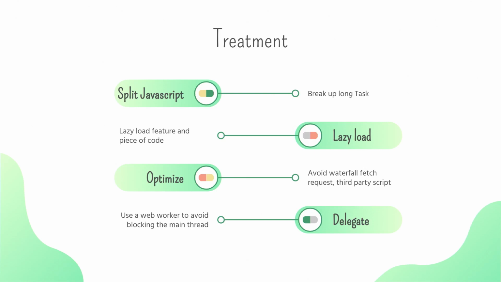Optimize, so avoid waterfall fetch requests and avoid third-party scripts. Just imagine, it's not necessary to import Moment just to create a new date. You can do it with JavaScript. It's not good to import date-fns just to compare two dates. You can just convert them to timestamps and compare the timestamps. It's possible. And delegate: use a web worker to avoid blocking the main thread. Typically now, web workers are very well supported in all the browsers and by all the frameworks and libraries like Angular, React, and Vue.